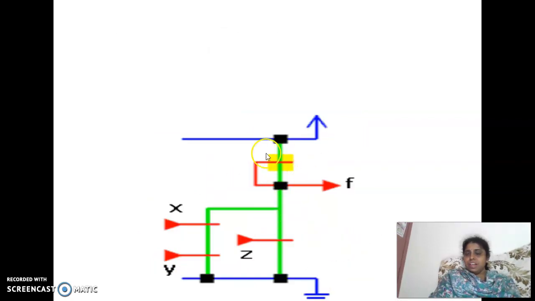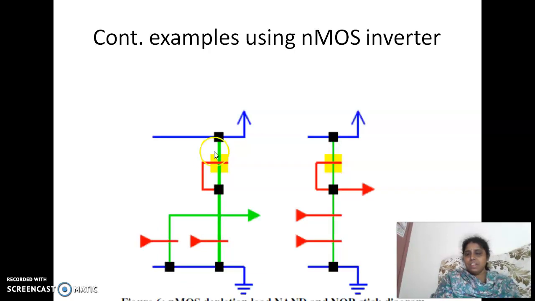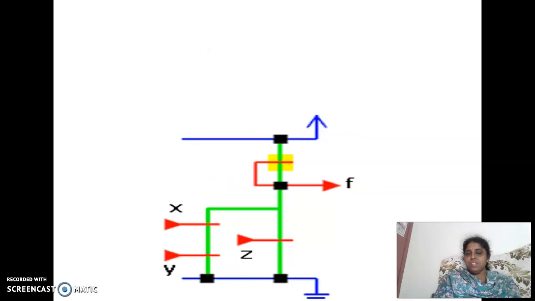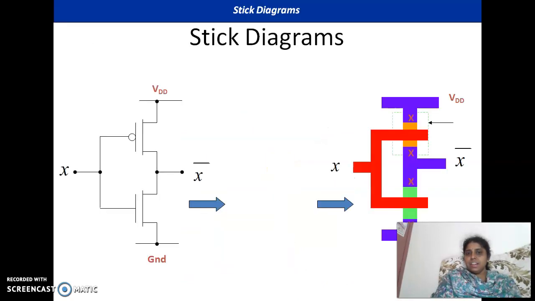On the pull-up, it is common for all these examples, whatever you consider. For the NMOS inverter, the pull-up is always a depletion MOSFET with gate and source connected. The pull-down changes according to the expression. So this is the stick diagram.